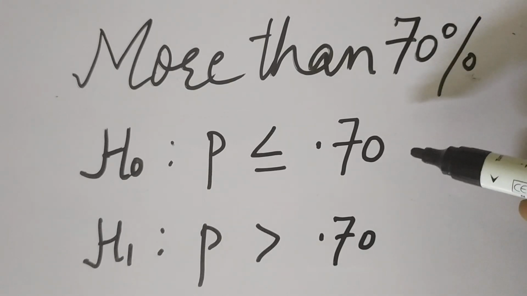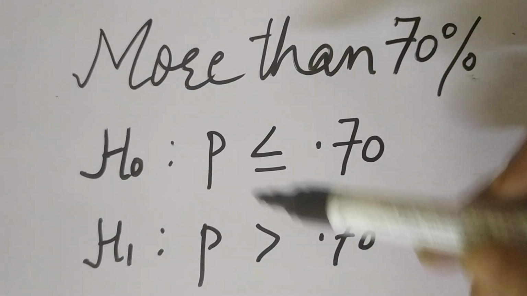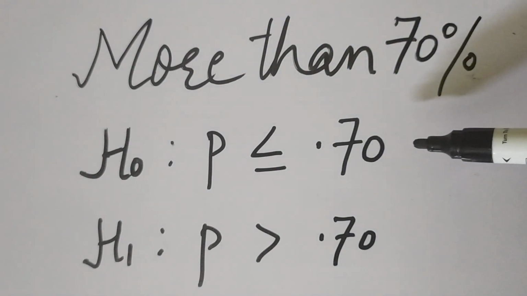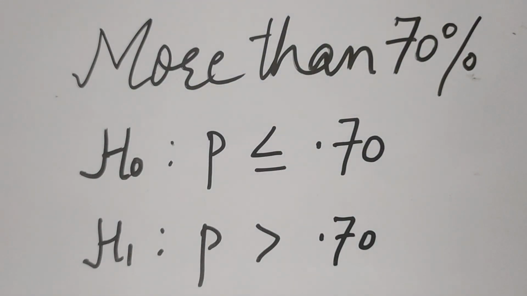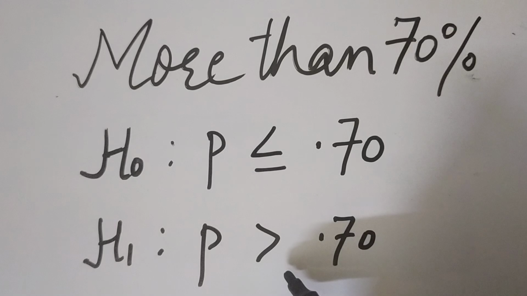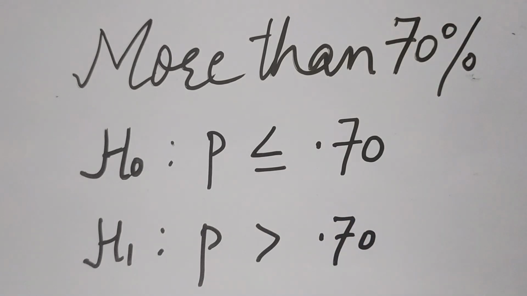is less than or equal to 0.70. So our H naught is P is less than or equal to 0.70. And the alternative hypothesis would be just the opposite of it, that is H1 such that P is strictly greater than 0.70.